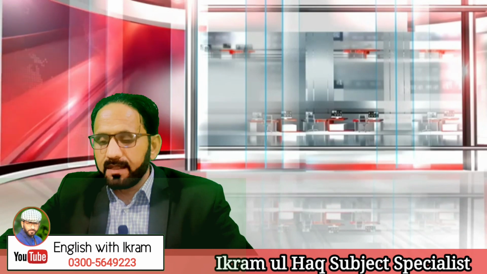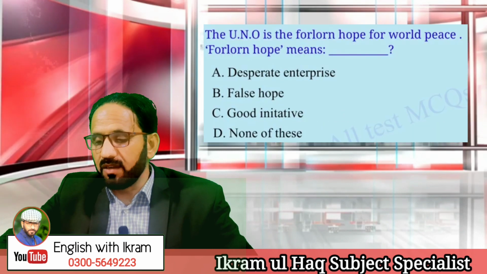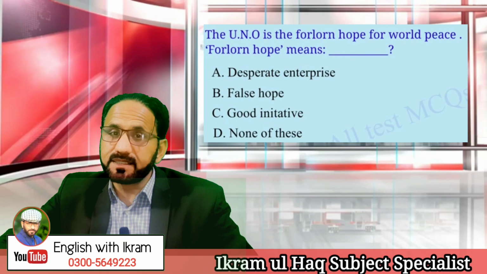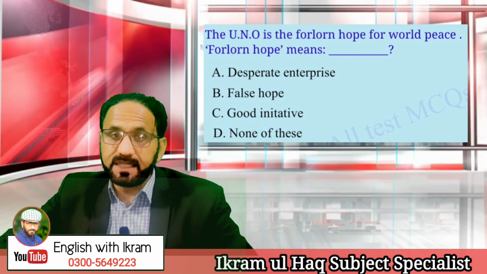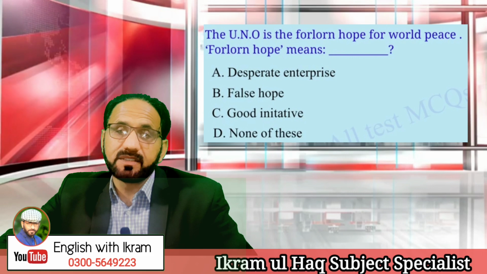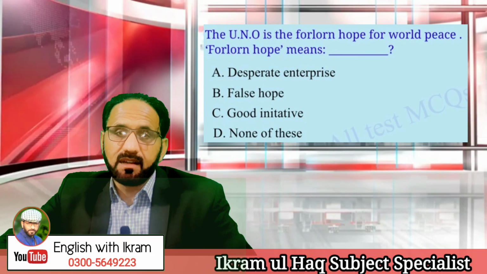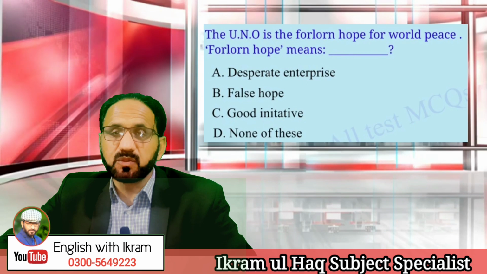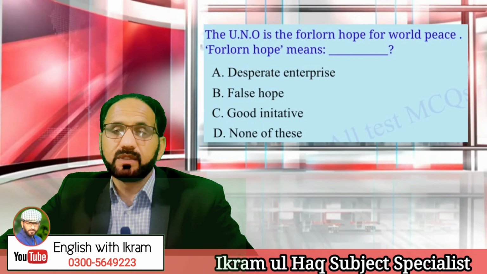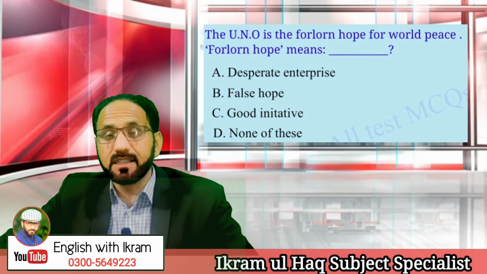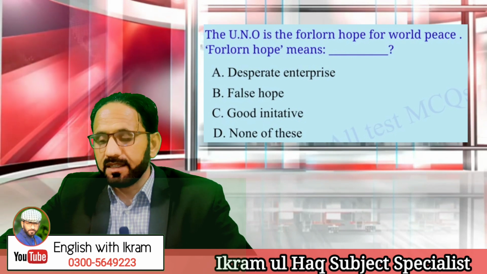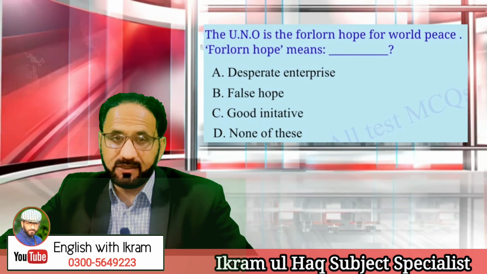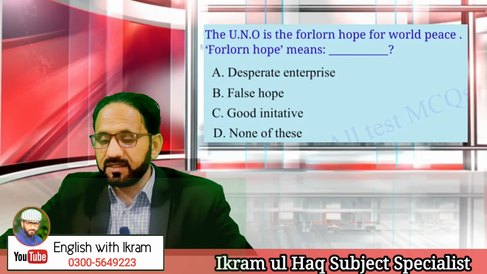Next, the UNO is the forlorn hope for world peace. Forlorn hope means, here you have to guess the meaning of this word. I told you a technique that sometimes you are supposed to guess the meaning of a word with the help of the neighboring word in the context. So here in the context you have to guess the meaning of these words.